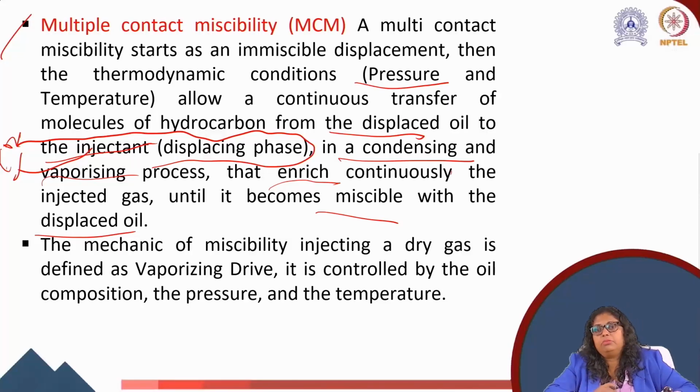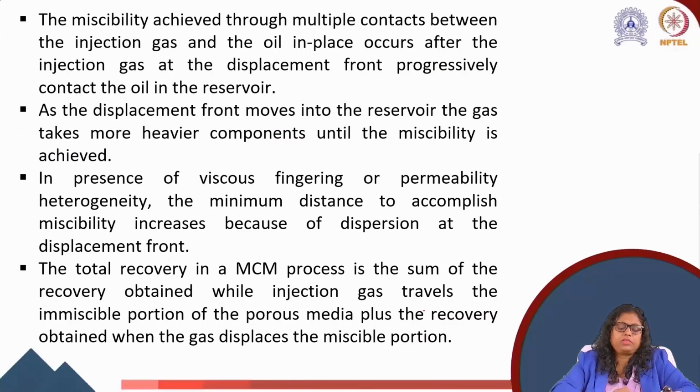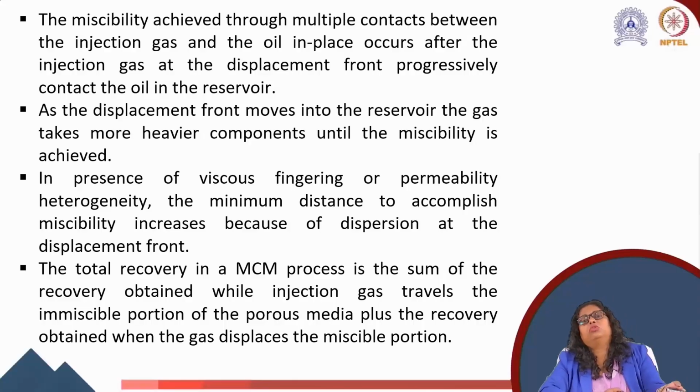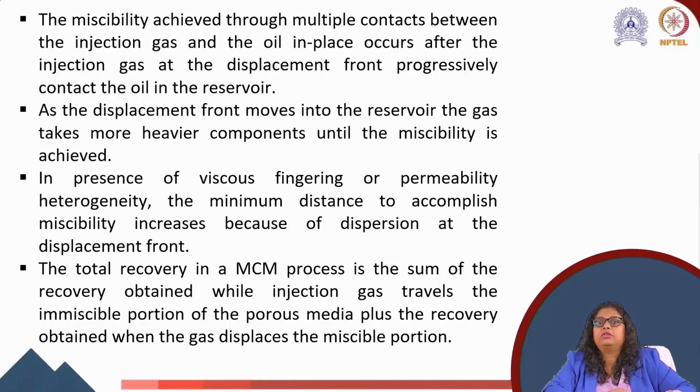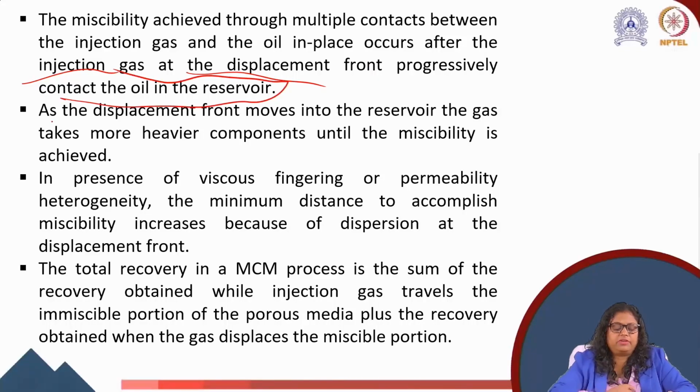So the mechanism of miscibility when injecting a dry gas is defined as a vaporizing drive, and it is controlled by the oil composition, pressure and temperature. This miscibility, achieved through multiple contact between the injection gas and the oil in place, occurs after the injection gas at the displacement front progressively contacts the oil in the reservoir. As the displacement front moves into the reservoir, the gas takes up more heavier components until miscibility is achieved.